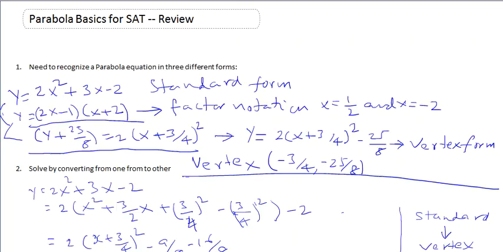So let's see the three different ways a quadratic equation or a parabola equation can be represented. So y equal to 2x squared plus 3x minus 2. This is an example I'll be using throughout this, and that is called the standard form. So you must be most familiar with that.